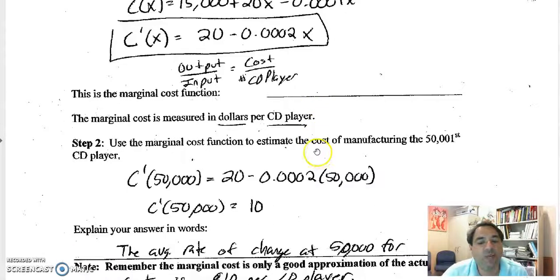And we want to find out the marginal cost at the 50,001st. Well, we're going to plug in 50,000. Let me explain why. The cost at 50,000, if I plug into the original, will tell me total cost of producing 50,000 CD players. When you plug into the derivative, that tells you how the cost is changing, and it's the cost of the next CD player.